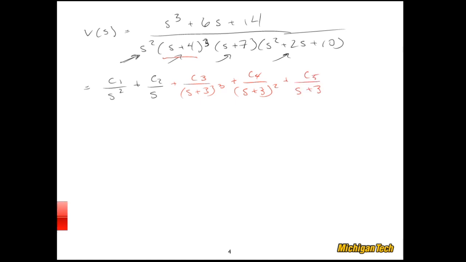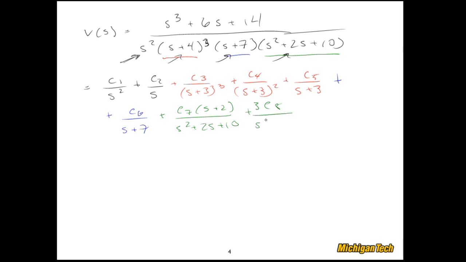Switch to another color and focus on this term, our simple root. This gives us c6 over s plus 7. And finally, one last color, one last root. This breaks up into two pieces. Here we'll get c7 times s plus 2 over s squared plus 2s plus 10, plus c8 times 3 over that same denominator.